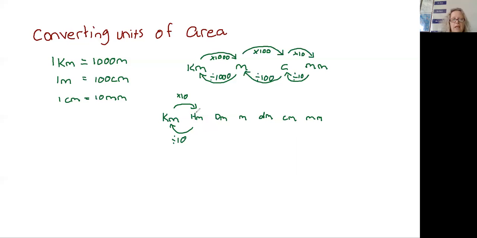And to me, I can just move from any unit to any other unit without having to go through 2 steps, times by 1,000, then times by 100 to get from here to here. So I like this one. You might like that. You might be happy with this.